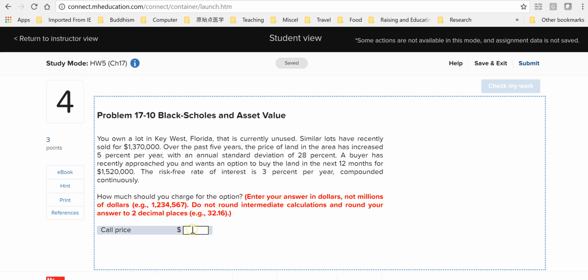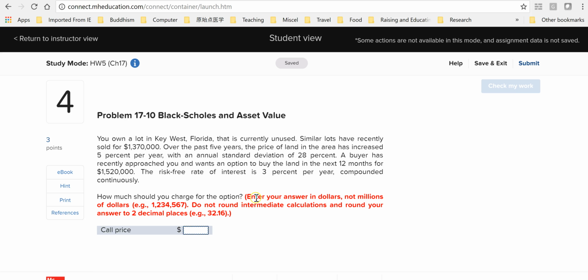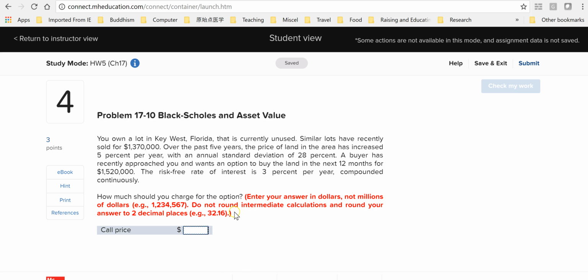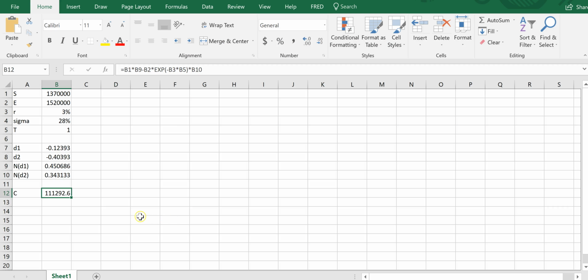Okay, so now let me go back and read the instructions first. Enter your answer in dollars, not millions of dollars. So that's what we did. We put this into dollars. Everything is in dollars, so the final answer also must be in dollars. Do not round intermediate calculations and round your answer to 2 decimal places. And that's another benefit of using Excel to solve this question, because we don't have to round, right? And we didn't round the intermediate calculations. So the final answer, we need to round to 2 decimal places.